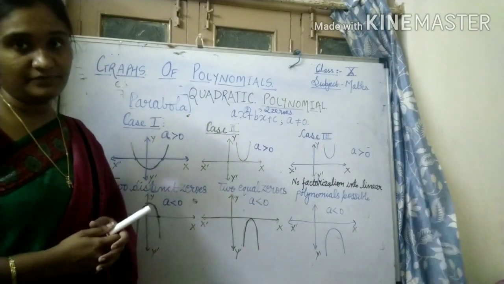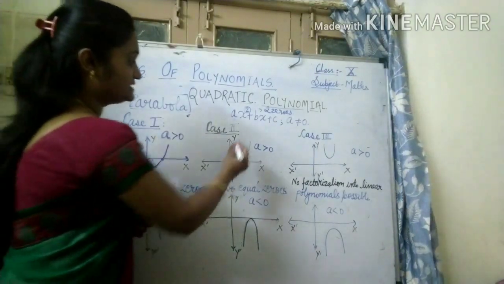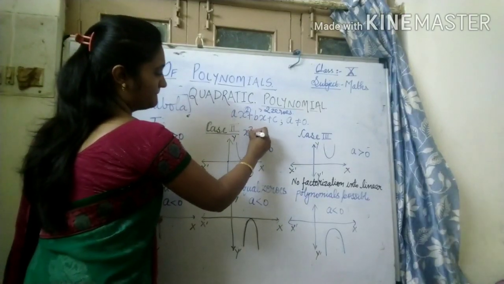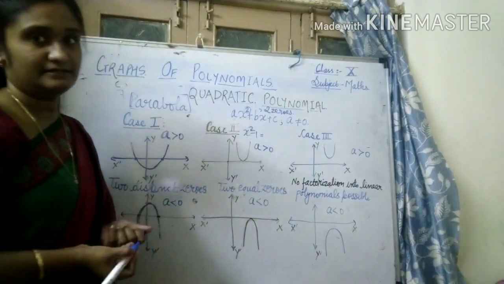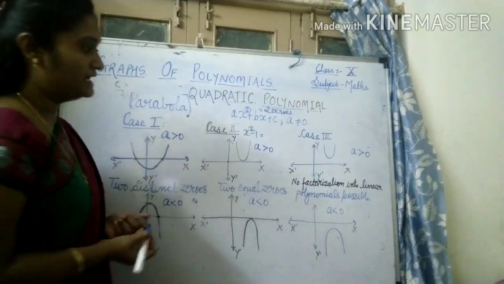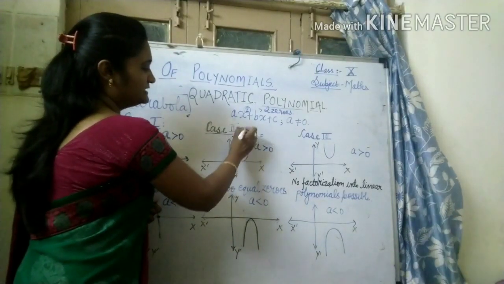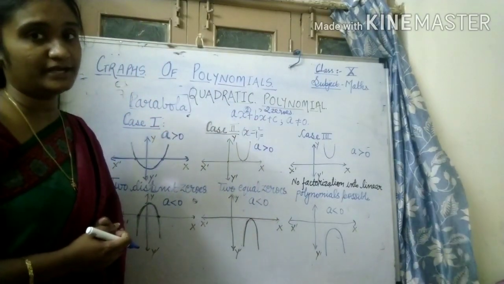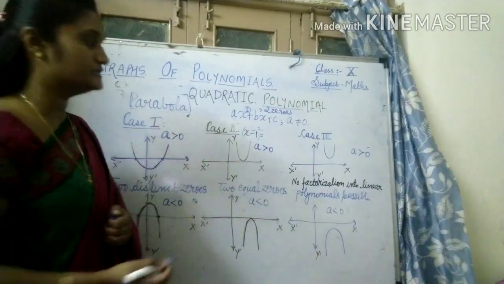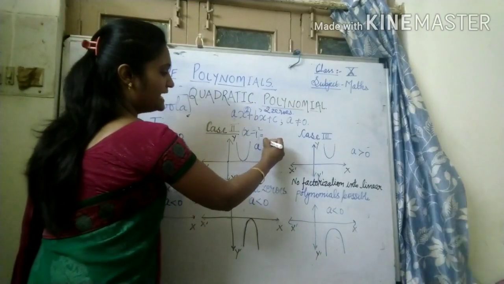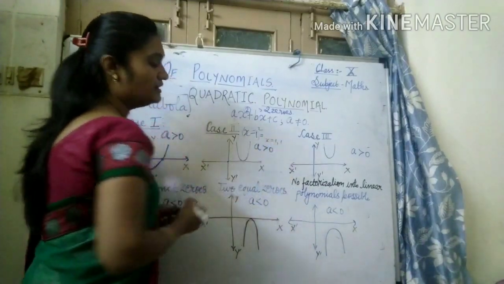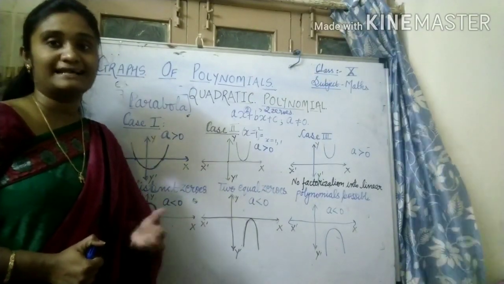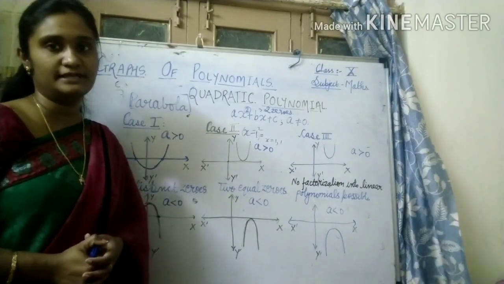For example, if you have x square minus 2x plus 1, and you factorize it, you get (x minus 1) whole square. What are you going to get? You are going to get two equal roots. And what will be those two equal roots? x is equal to 1, 1. Of course, two roots will be there because it is a quadratic polynomial, so at the most, it will have two zeros associated with it.